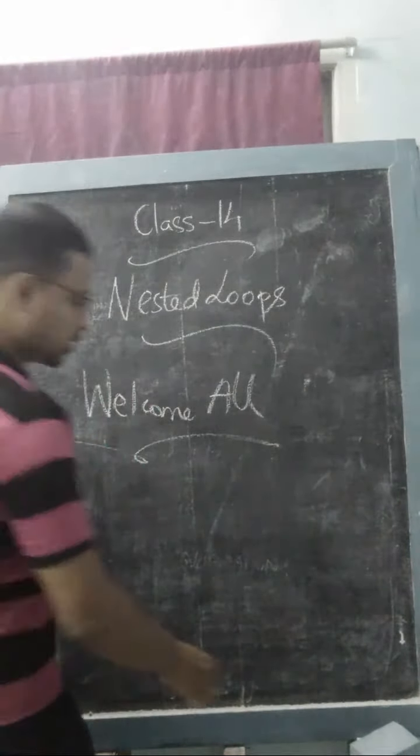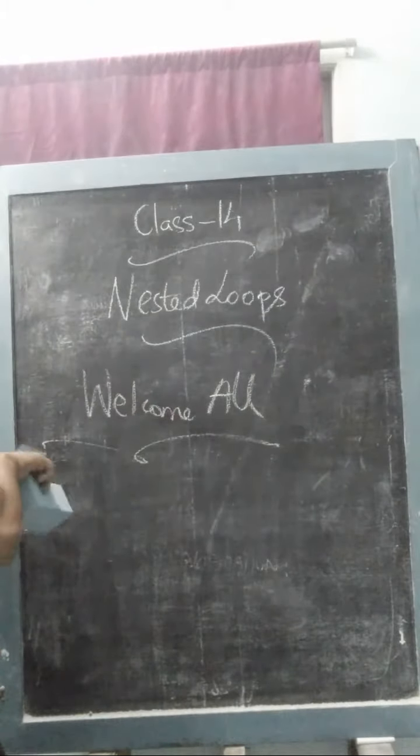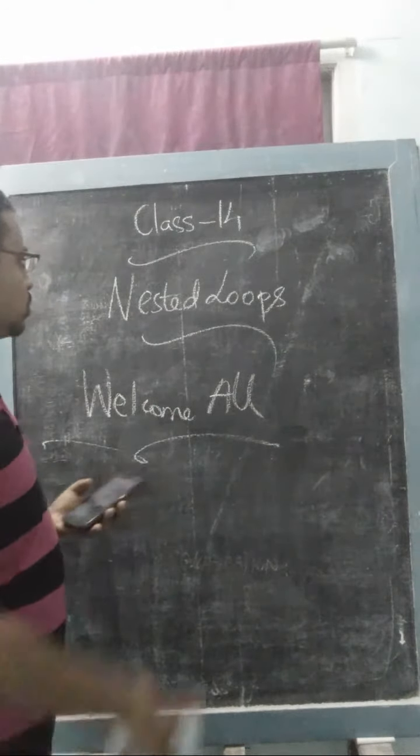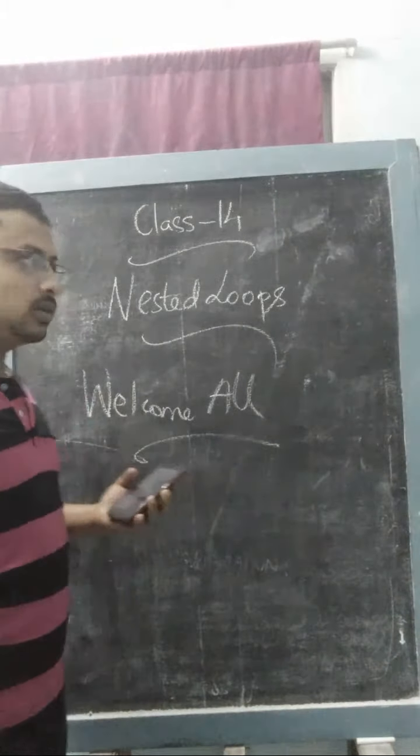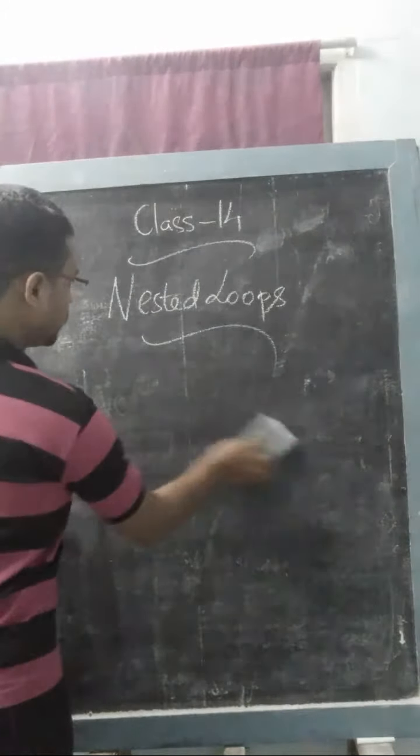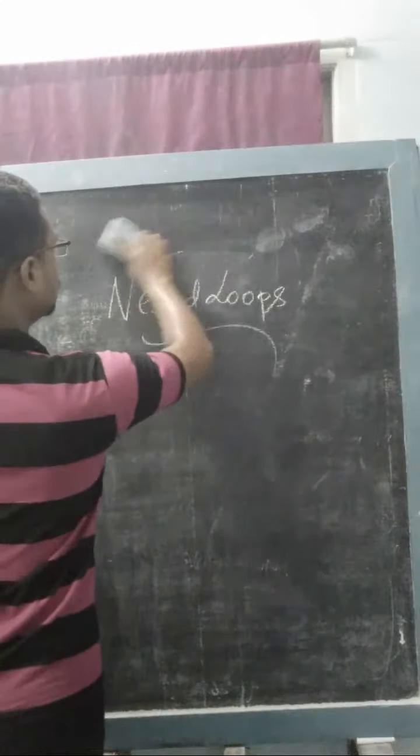Okay, so today we are going to see the topic that is nested loops. I think the visibility is clear, right? Clear of the board. Okay, fine. And we're starting the nesting of loops.